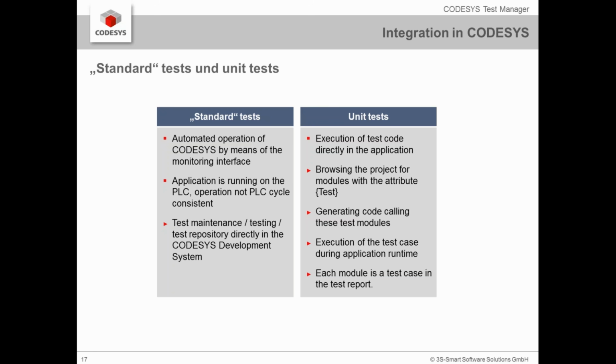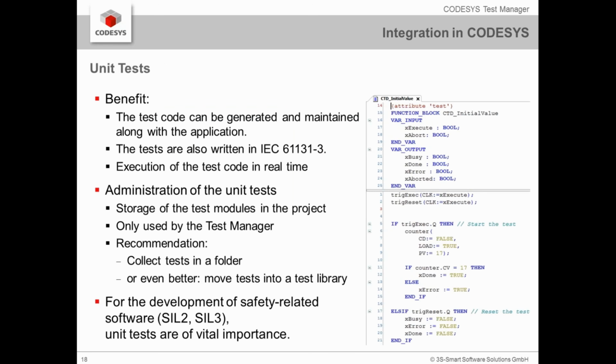Now, all this sounds very complicated, therefore let's go one step further and see how such a test code could look like. So we see at first step here that in the declaration part there's a pragma attribute test. So this means this pragma, the POU, is only used for the test manager, and it's then in the real life of the machine no longer executed and inserted.